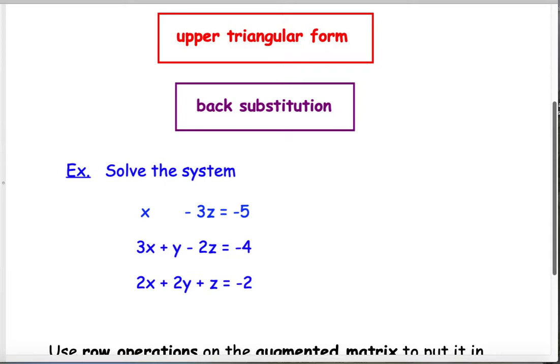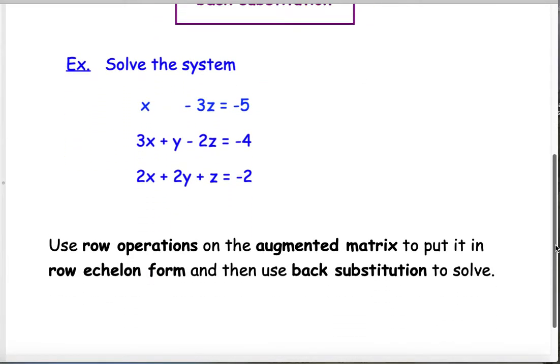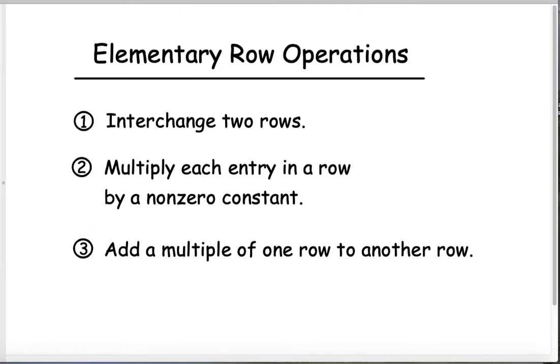Well, this is going to take a little more work. It's not as easy. But what we can do is write the augmented matrix for this system, and then we'll put it in what's called row echelon form, which is that upper triangular form, and use row operations to accomplish this. So I'll show you what I mean by that. But first, let me define what these row operations are. What's legal to do, what's not legal to do.